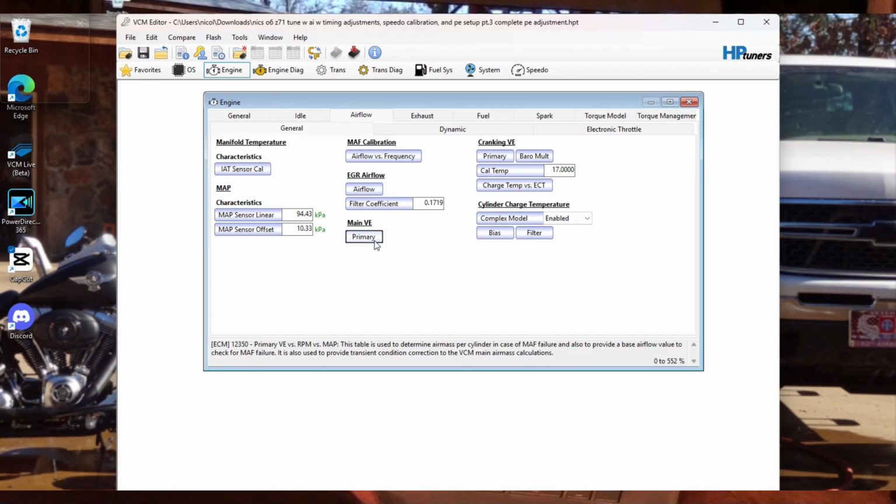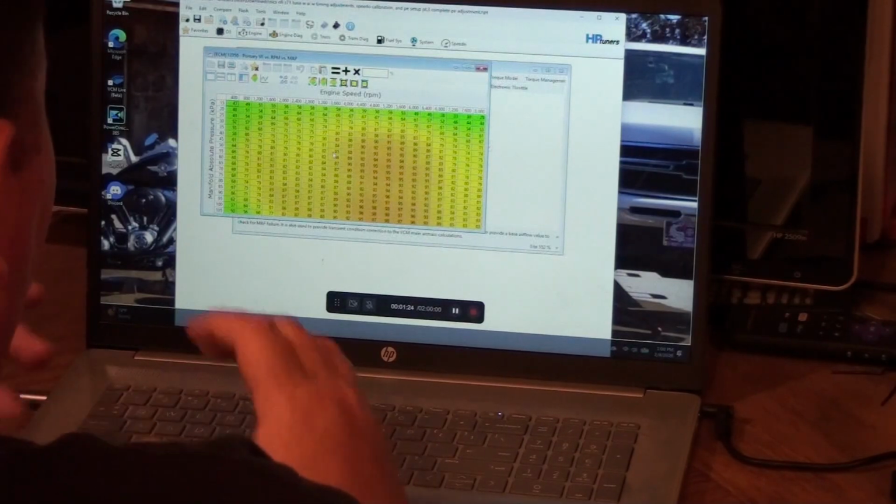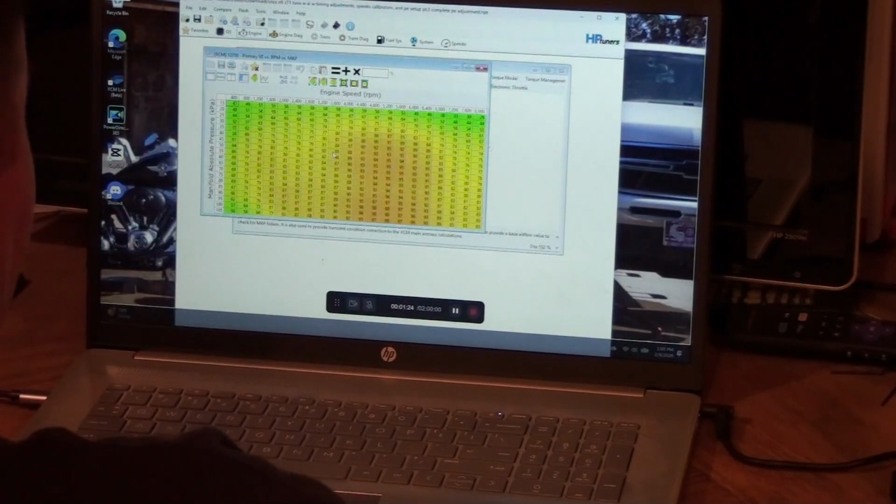Our VE table, if we go back, is found again in VCM editor, airflow, general, primary VE. This is our primary VE. Again, this is how the engine breathes.